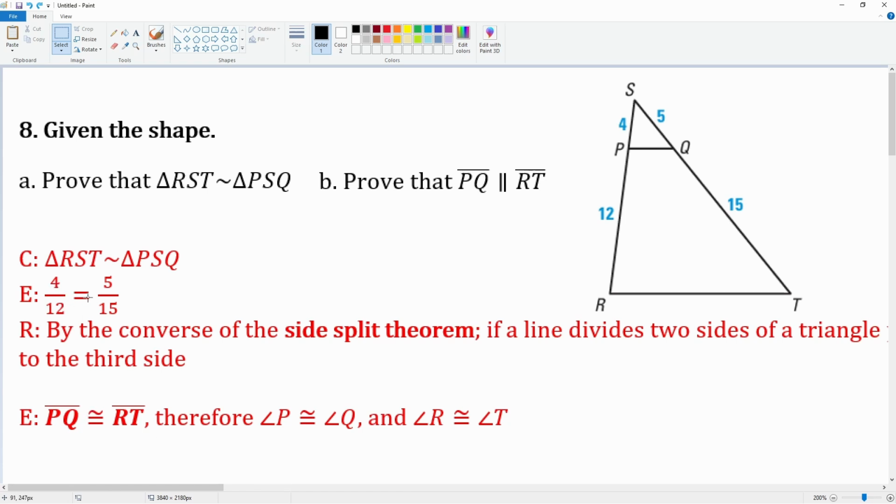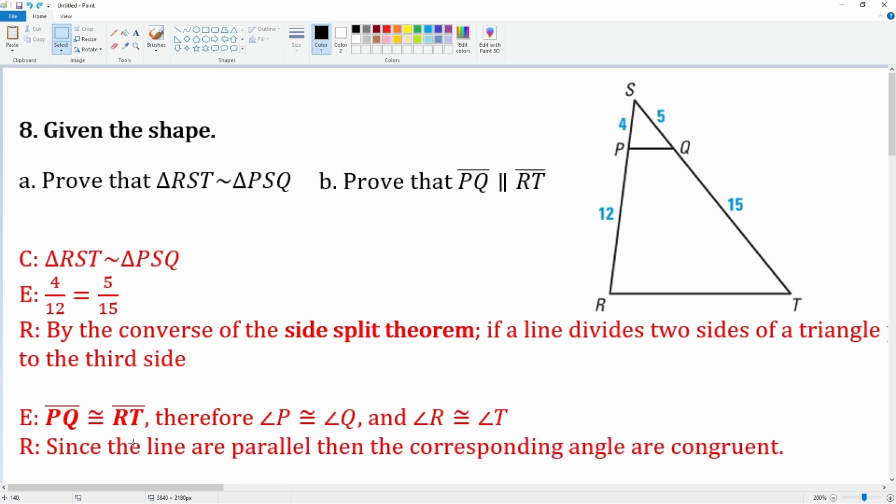So 4 over 12 is equal to 5 over 15, right? It's 1/3. So since the left ratio equals the right ratio, I can then say that PQ is parallel to RT, okay? If I know that, so I basically proved B using the converse of the side splitter theorem, then I can say angle P is congruent to angle Q and angle R is congruent to angle T, because since the lines are parallel, the corresponding angles are congruent.